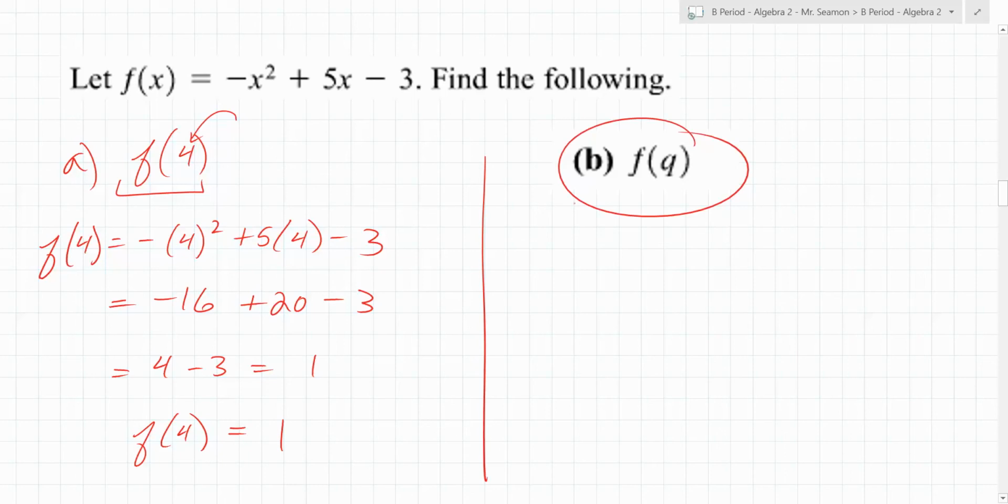What does this one mean? F of q. Well, q isn't a number, but does that change anything? No, it just means we're plugging q in for x. So f of q is just going to be negative q squared plus 5 times q minus 3. Now, we can't simplify that, but that is what it's asking. F of q equals what you get when you plug q in for x into this expression right up there.